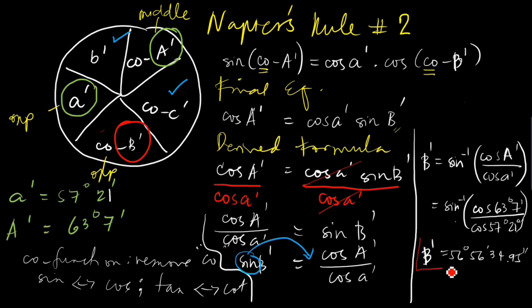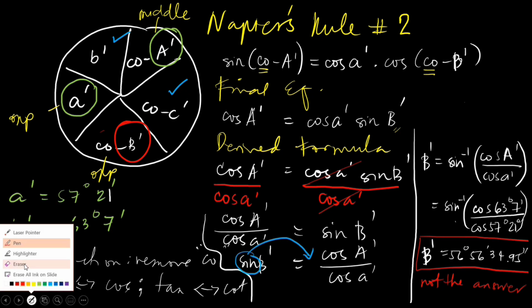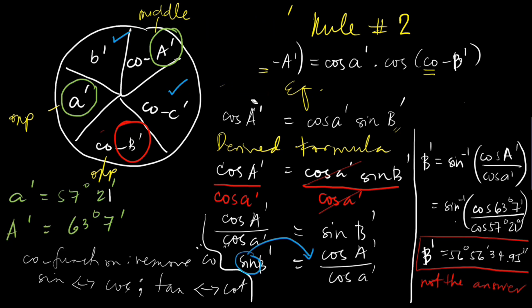So again, this is not yet the answer. Okay, so we're gonna make use of this measurement of the B prime in order to solve for one of the parts of the quadrantal triangle. So let us erase this.